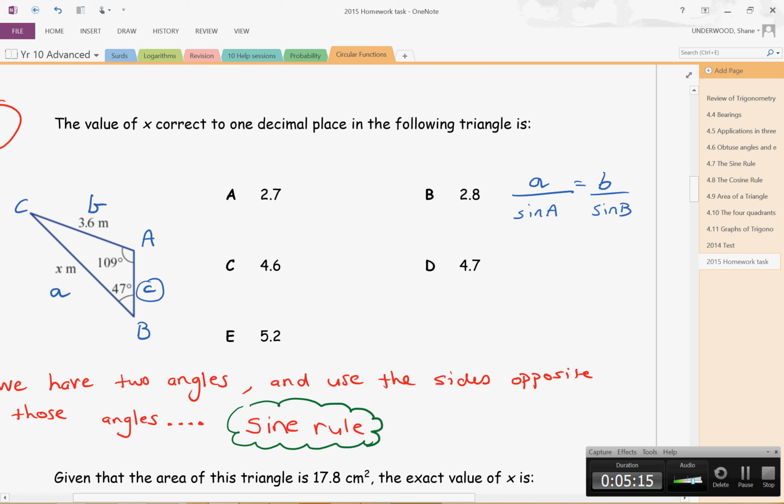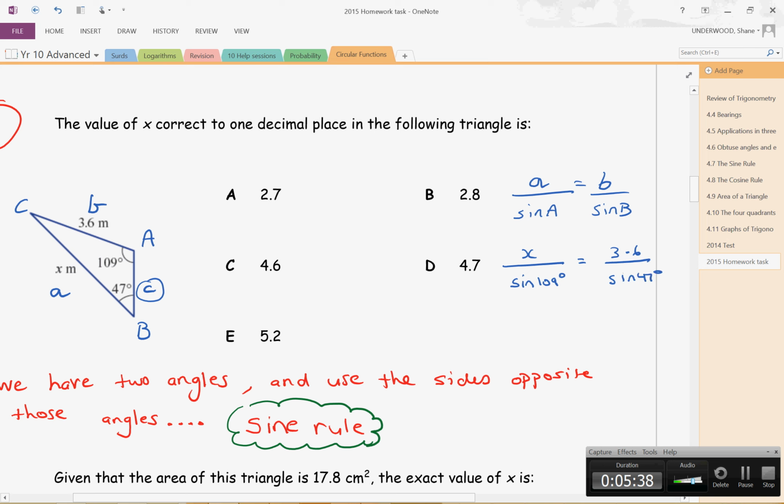So that's the first thing you're going to do, set up the triangle. Now you've set up the triangle, let's fill it in. Well, a is actually x, so we're going to put that in. X is equal to, and the angle of a is 109 degrees. Little b is 3.6, and sine of b is sine of 47 degrees.